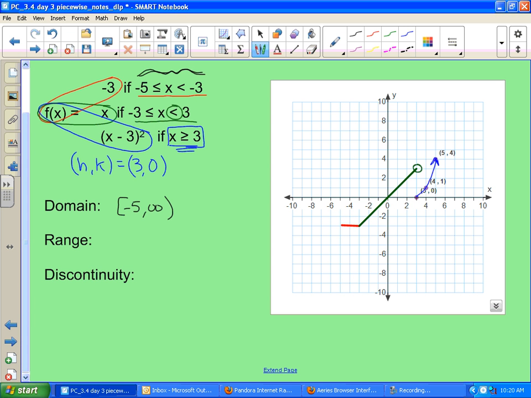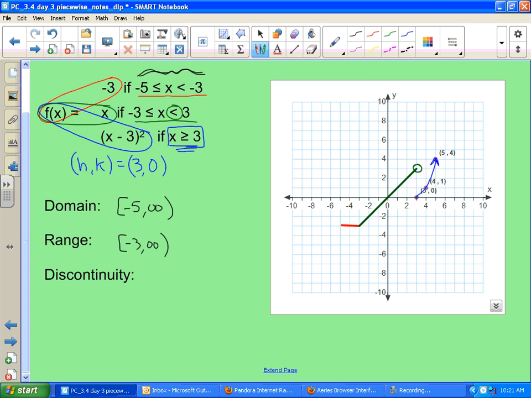There's my domain. Okay, let's pick on somebody else for the range. Who should we pick on this time? Nicole. What's my range? Squash it on the y-axis. What do I get? -3. Yeah, -3. Good. Infinity. Good job. -3 to infinity. Squish the graph onto the y-axis, and I get -3 to infinity. Very good. All right, discontinuity.